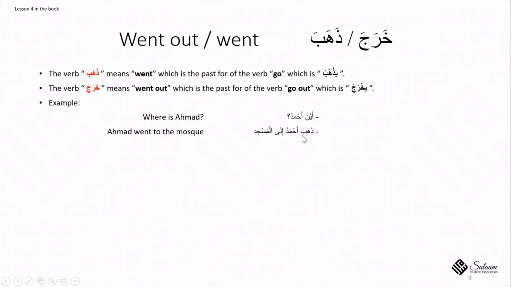Now, this is not a noun sentence, right? But bear with me. أين أحمد؟ Where is Ahmad? ذهب أحمد إلى المسجد. So once we have a verb, we can start the sentence with it. ذهب أحمد إلى المسجد, which means Ahmad went to the mosque. Or I can say ذهب إلى المسجد. I do not need to mention the name. أين أحمد? I say ذهب إلى المسجد. He went to the mosque.